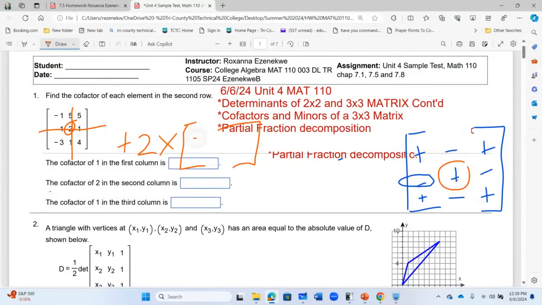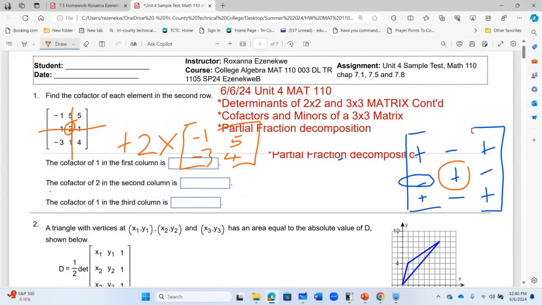So the matrix of minor is negative 1, 5, negative 3, 4. And by the way, what do I mean? Everything that is not slashed out will be in the 2 by 2 matrix. So now I have the matrix of minor. Now I find the determinant of this 2 by 2 matrix.